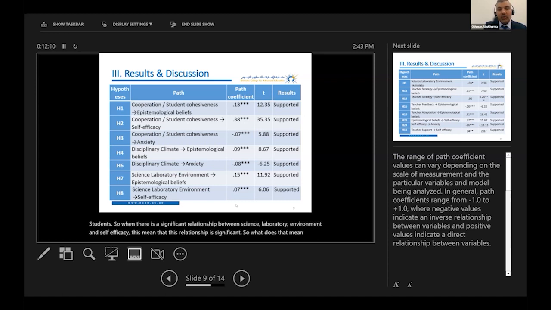It means that when students feel that they are enjoying their time in the science laboratory environment, they feel that they are capable enough to perform well.